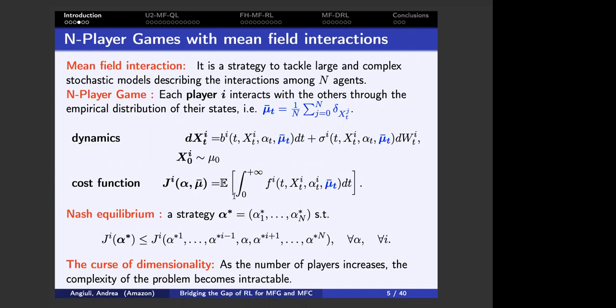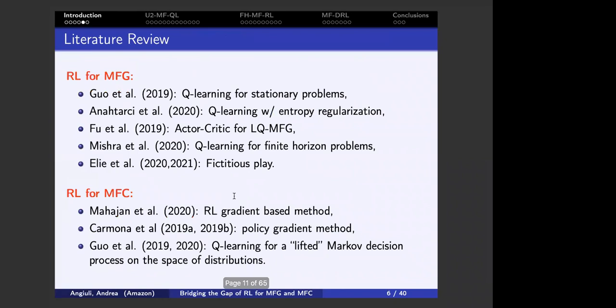I will give more details later on in the talk, but definitely you are all familiar with this. So, a little review of the literature in terms of applying reinforcement learning to mean field problems. In the last years, there has been a lot of work on applying reinforcement learning to solve both mean field game and mean field control problems, and usually these approaches have always been differentiated.